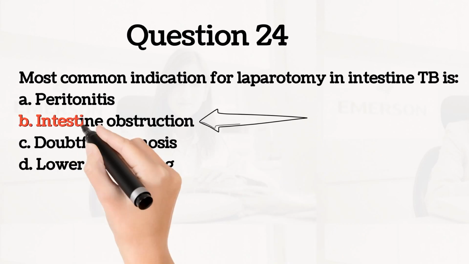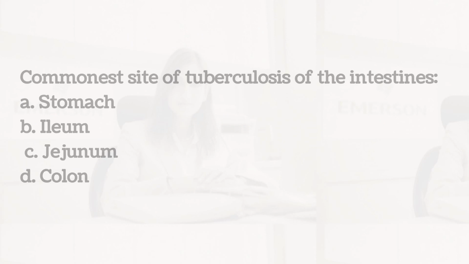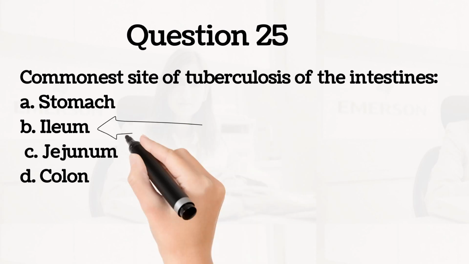Then we have question 25, which is saying the commonest site of tuberculosis of the intestines is A. Stomach, B. Ileum, C. Jejunum, D. Colon. So what's the commonest site of tuberculosis of the intestines? The answer is B, which is ileum. That's the most common site for tuberculosis of the intestines. So B.